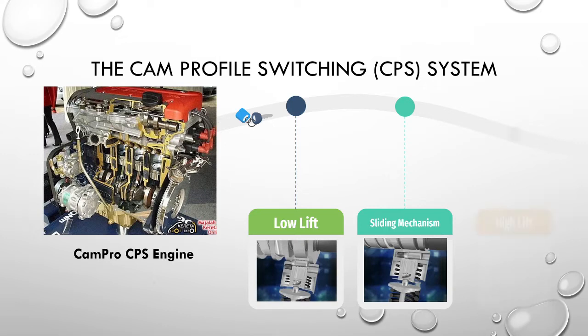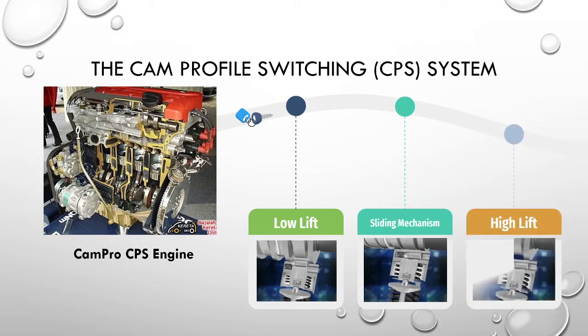And finally is the high lift. The high lift cam profile is used when the engine is spinning at mid to high engine speed. It will improve the peak horsepower and also torque to maximum power.